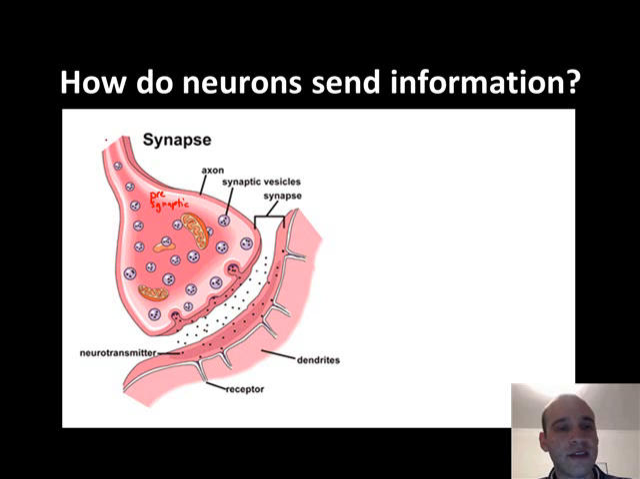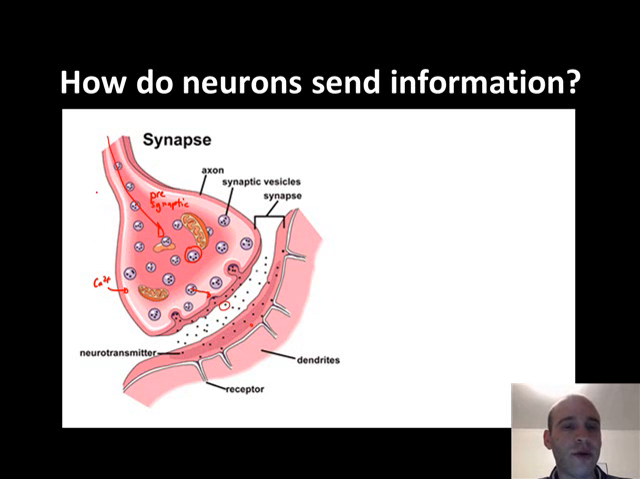Once this signal arrives here, as you can see, there are these synaptic vesicles. We'll look at this in more detail later, but essentially once the signal arrives, it causes calcium to enter, and as calcium enters, that triggers the synaptic vesicles to fuse with the membrane and release their neurotransmitters into the synaptic cleft, which they can then bind on the dendrite of the next one, on the ligand-gated channel.